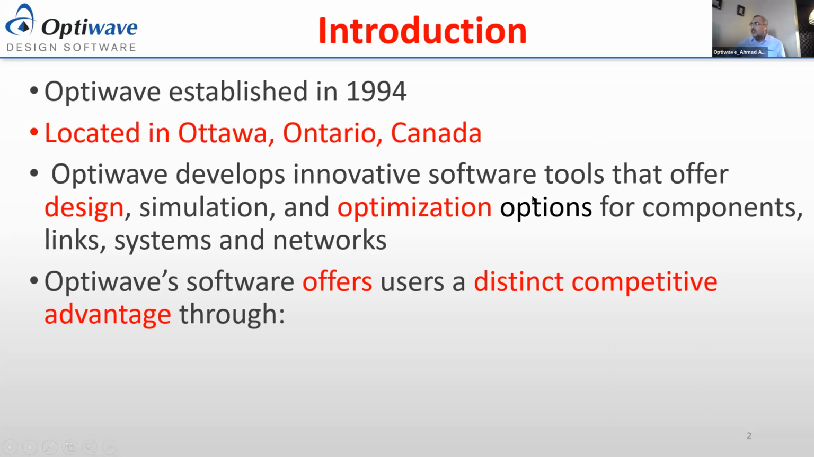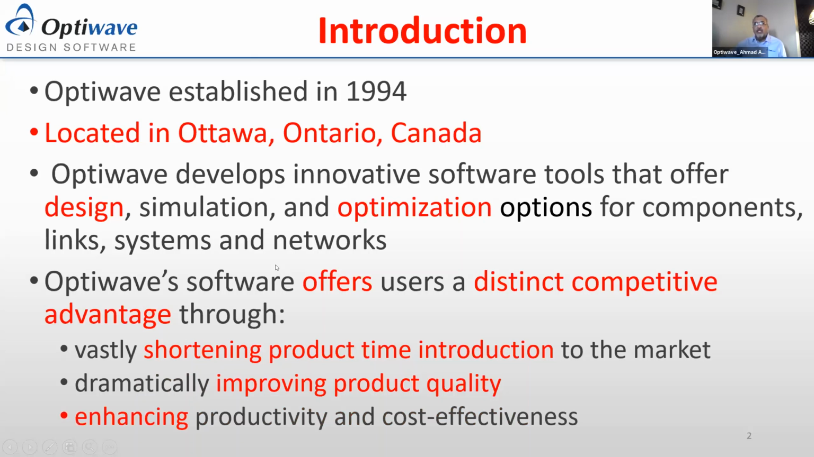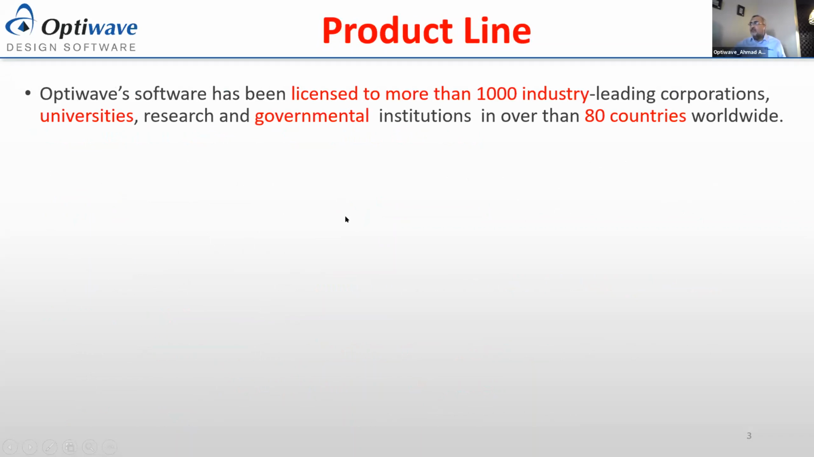OptiWave software is distinct in that it can provide advantages to many issues related to shortening the production time, improving the product quality, as well as enhancing the productivity and cost effectiveness through the simulation process. The product line of OptiWave has been licensed to over 1,000 industry-leading companies, universities, research institutions, as well as governmental institutions in more than 80 countries.